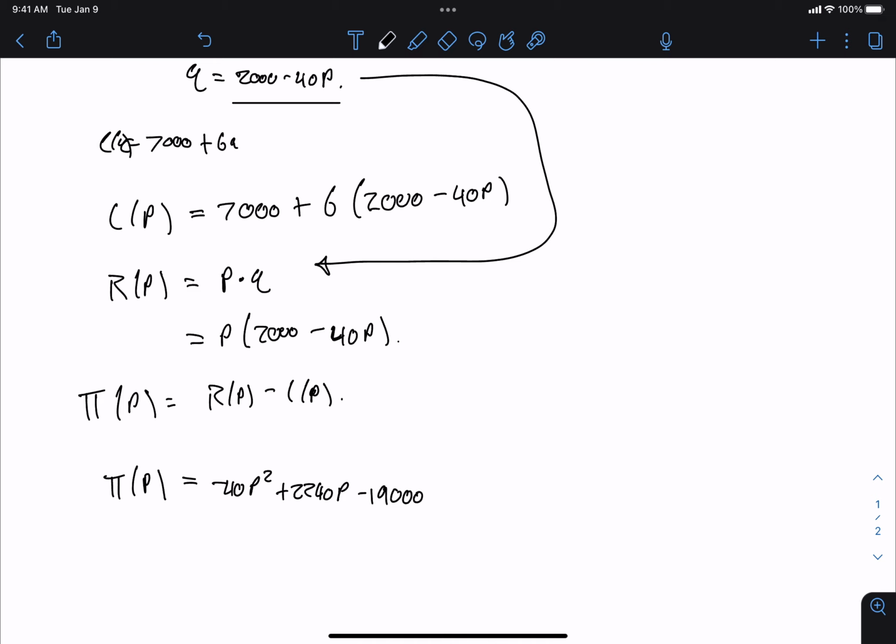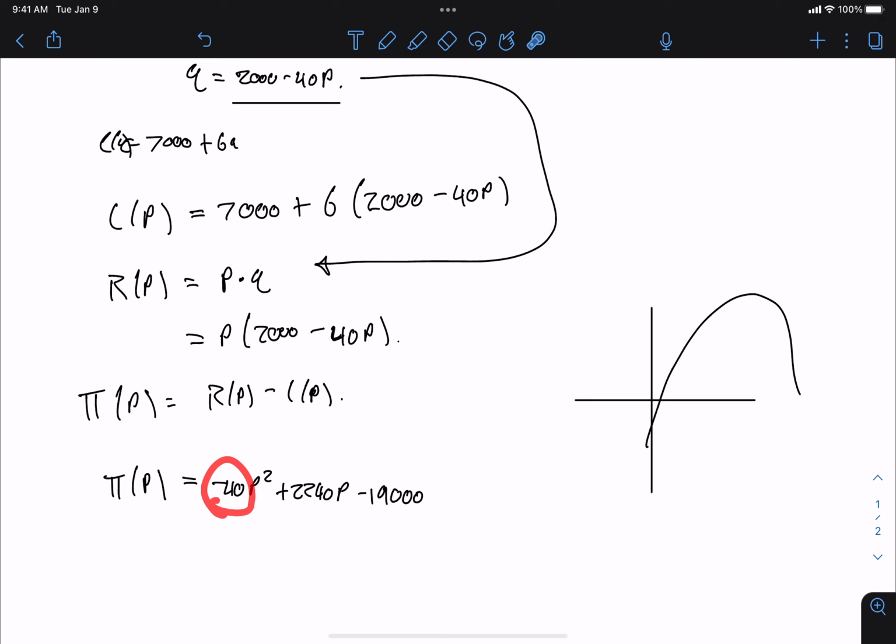What shape does a quadratic function make if you graph it? A parabola. I'm seeing lots of U's, except is this one going to make a U? This one's going to make a slightly different shape. Okay, it's going to open down. Why is it going to open down? Because the coefficient of the square term is a negative number. So this is a parabola opening down.